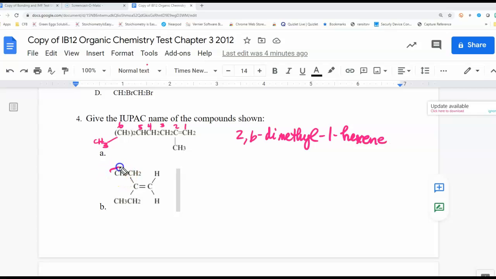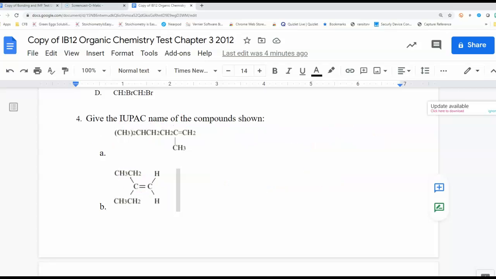On this one, my longest carbon chain would be right here. There's my longest carbon chain, and then I have an ethyl group coming off of the second carbon. So I have 2-ethyl, and I would get to call that 1, 2, 3, 4 butene. And I wouldn't have to call it 1-butene. As I said before, you could just call it butene, and the assumption would be made there.